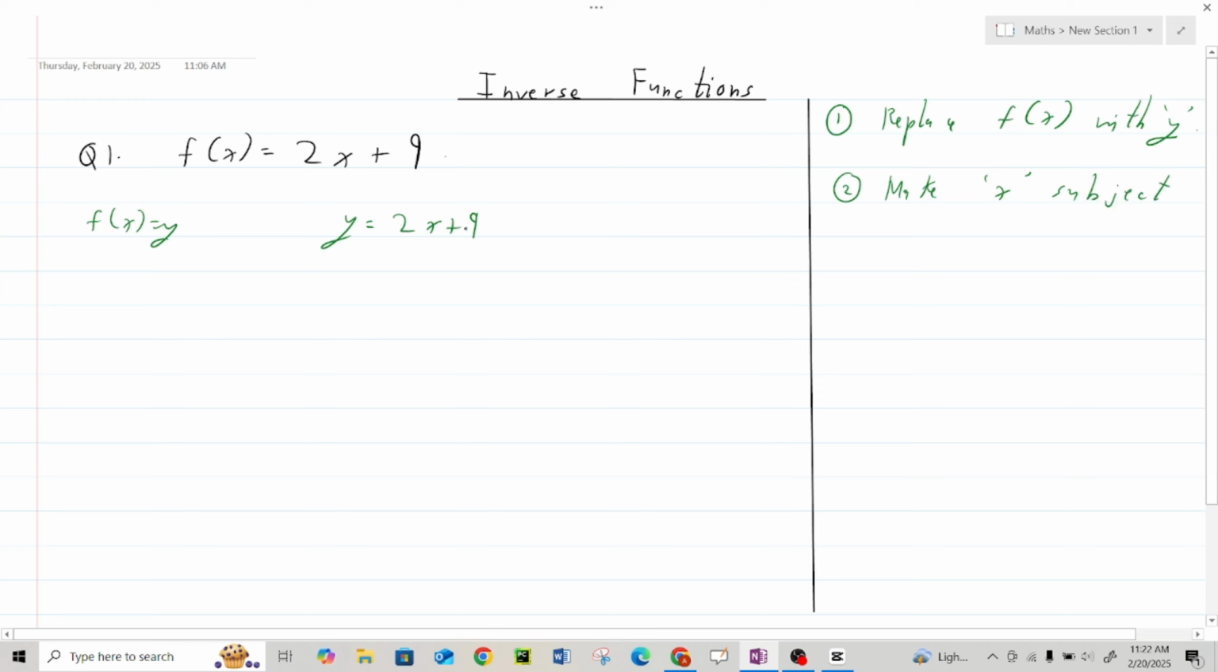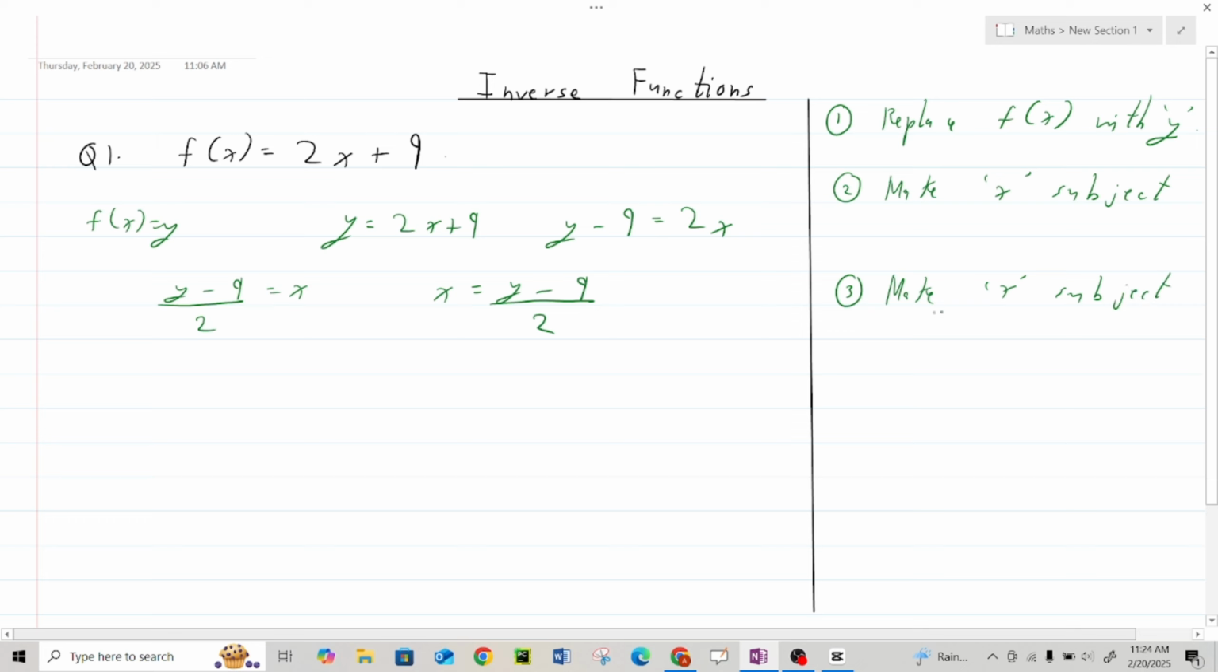That means I'm going to take everything that is not x on one side and everything that has x on one side. I'm going to first take 9 to the other side. That gives me y minus 9 equals 2x. Then y minus 9 divided by 2 equals x. Let's write it over here: x equals (y minus 9) divided by 2. Third step, make x the subject in f of x equals y.